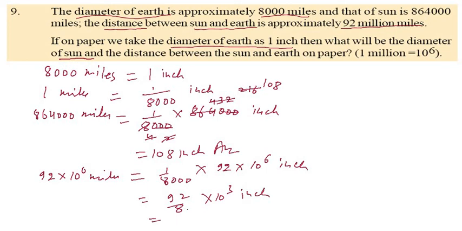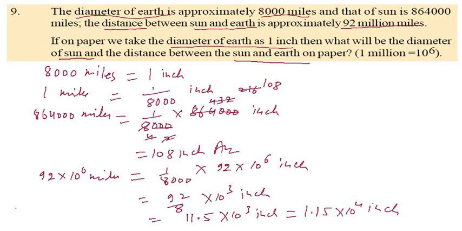So you can divide 92 by 8 and you get 11.5. So you can say it is 11.5 into 10 to the power 3 inches. So that is the distance between Sun and Earth. So it will be your answer.